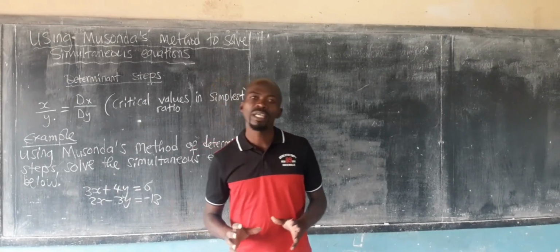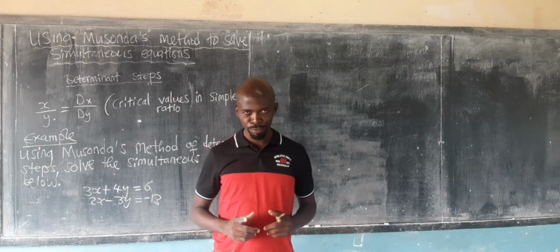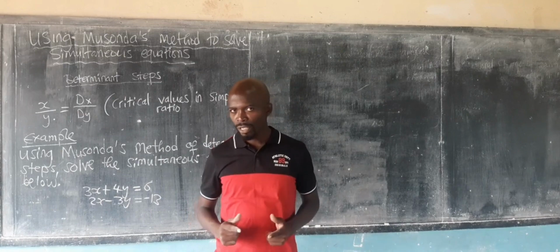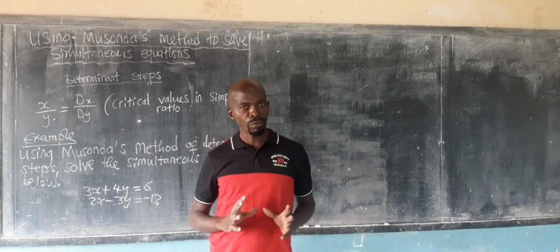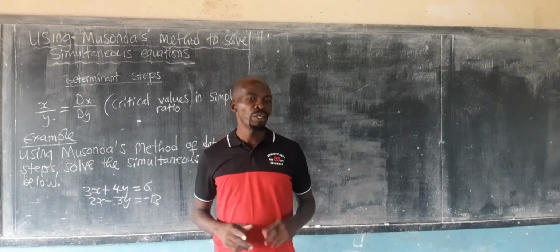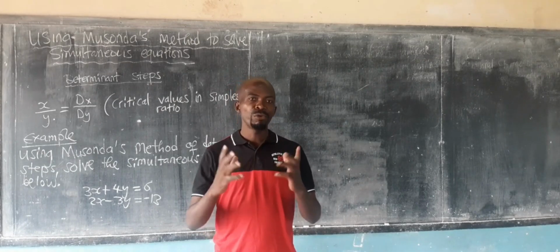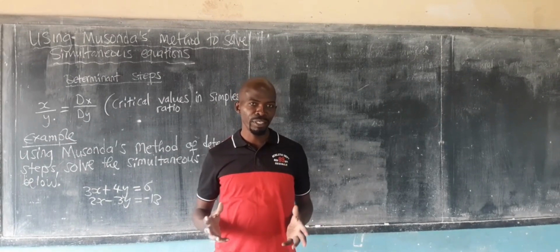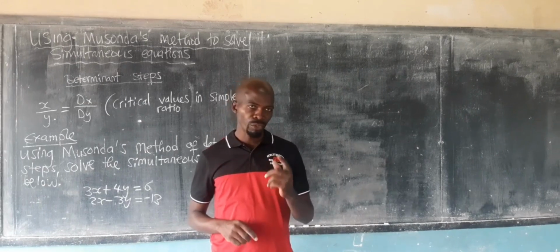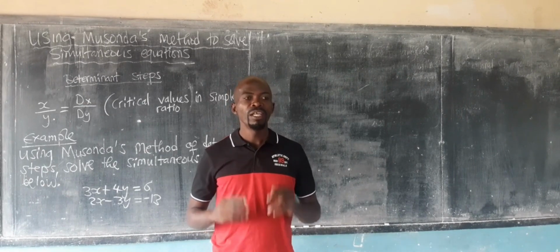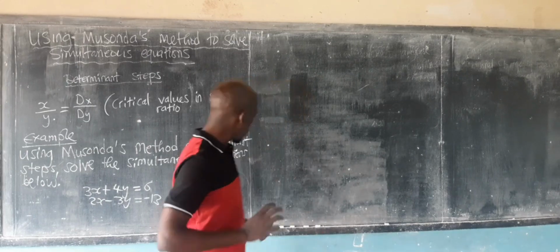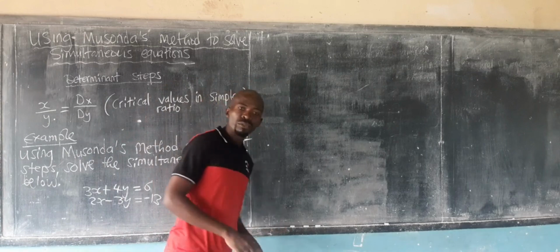So in today's lesson, I'm going to show you how we can use Musonda's method involving the determinant steps to solve the problem of simultaneous equations in 2 variables. Next week on a Saturday like this, I'll also show you how we can use determinants to solve a simultaneous equation in 3 variables using 3 determinants. Let's look at the question on the board and see carefully how Musonda's method can be applied.